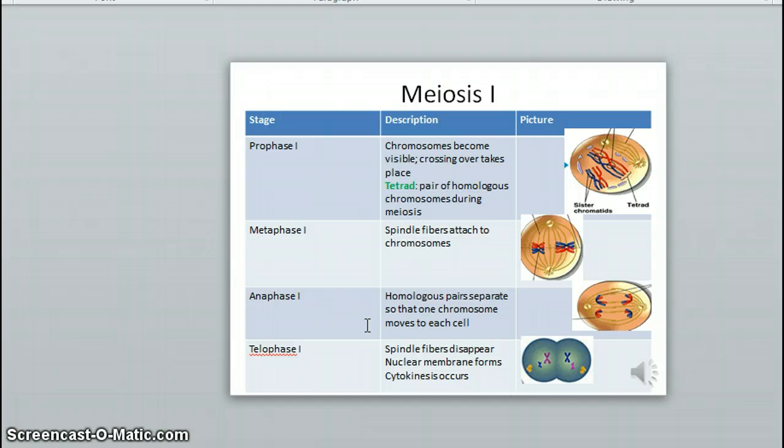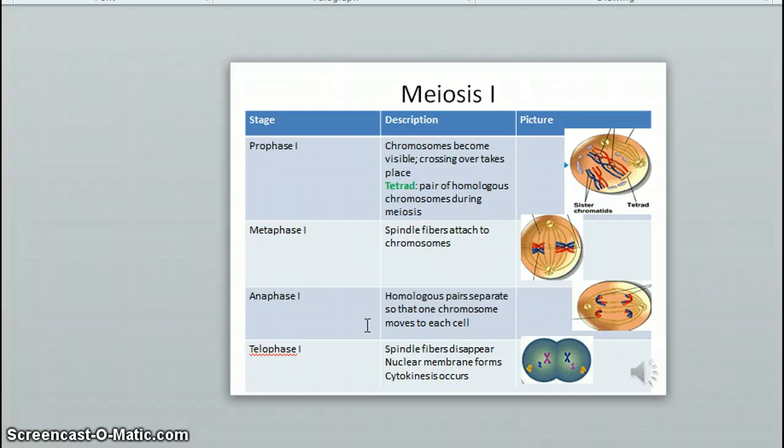Then comes meiosis I. The phases of meiosis are very similar to mitosis. The I after each stage shows that this is meiosis I. In prophase, chromosomes become visible, the nuclear membrane breaks down, and centrioles move to opposite sides of the nucleus, all just like prophase of mitosis. But there are two differences. First of all, tetrads form. This means that homologous chromosomes find their partner. A tetrad is just another name for homologous chromosomes during meiosis. Secondly, crossing over takes place.